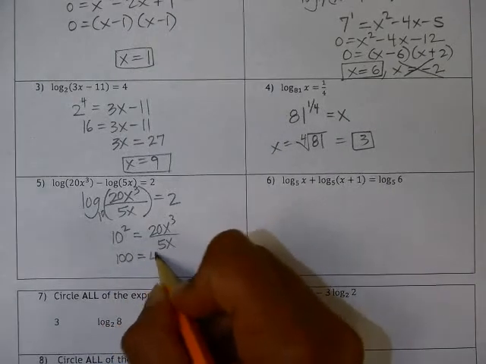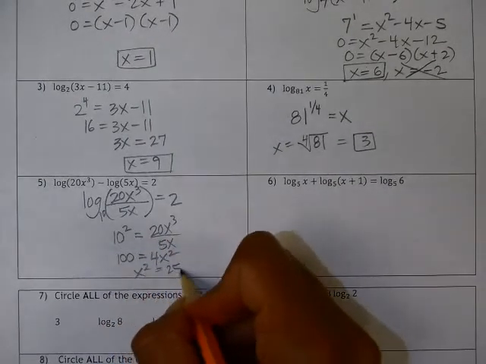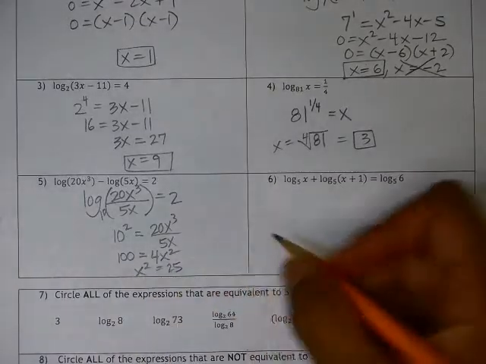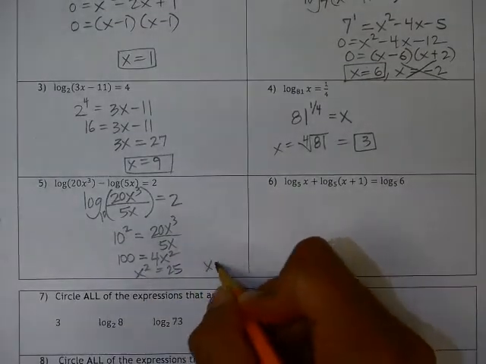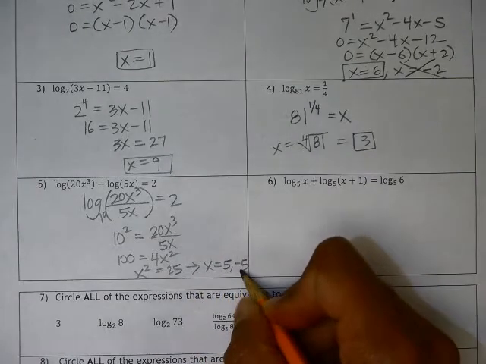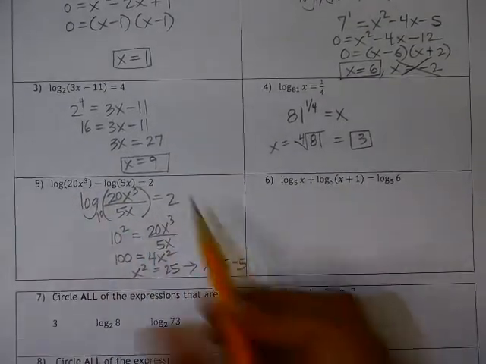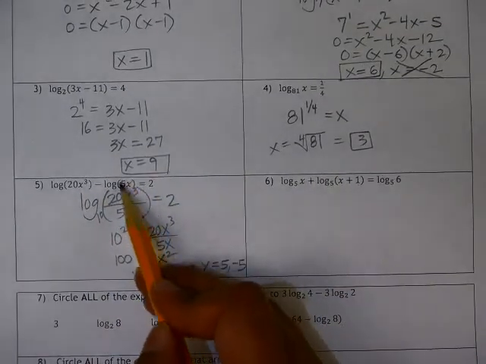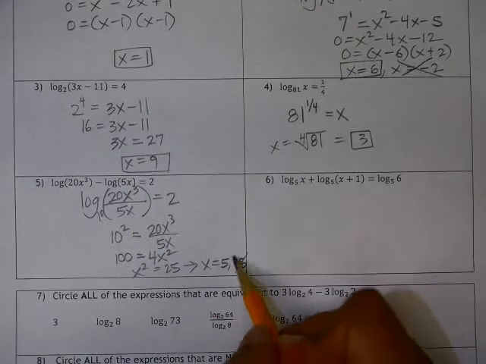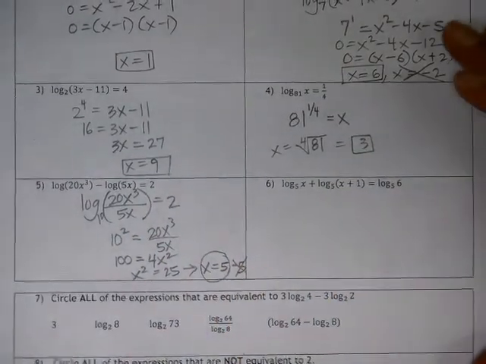100 equals 4x squared, which gives us x squared equals 25. X squared equals 25 gives us solutions of 5 and negative 5. But looking back at the original problem, if we plug in a negative 5, this becomes a negative argument, which isn't allowed. So this x equals 5 would be the only solution there.